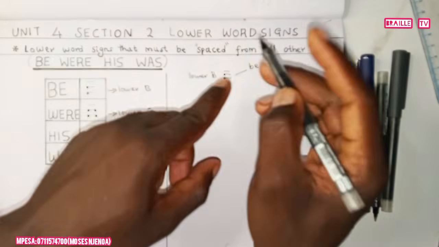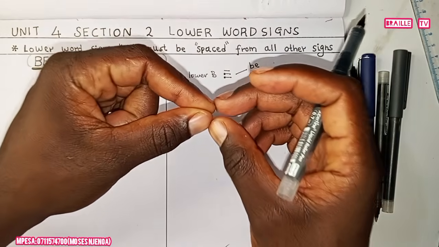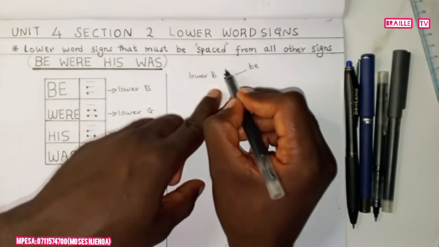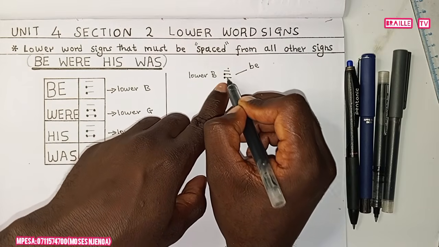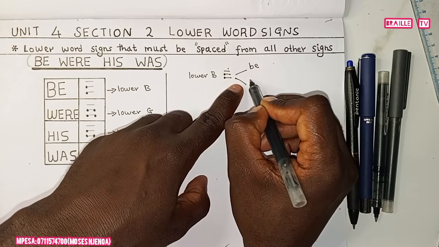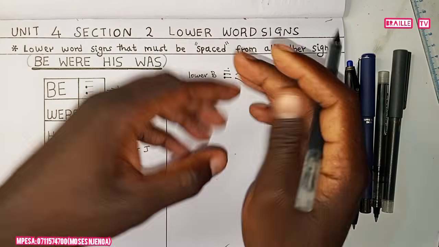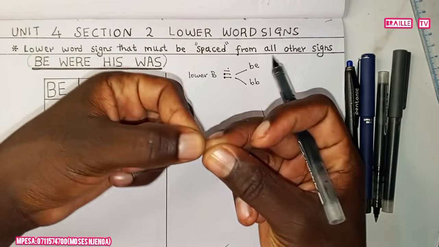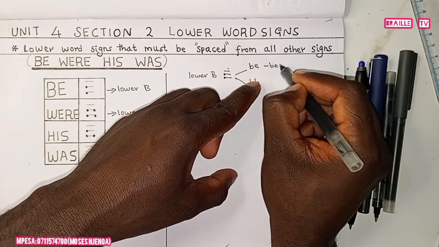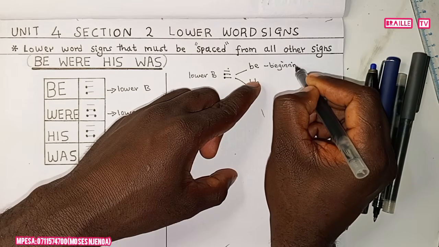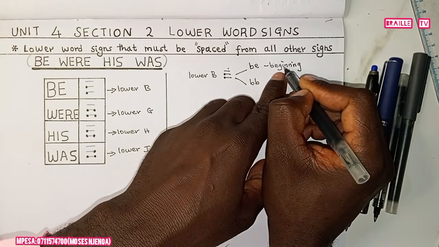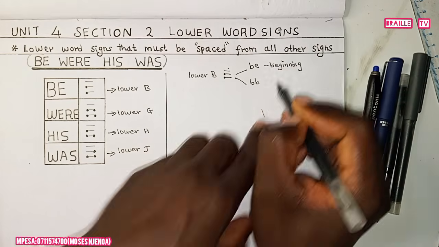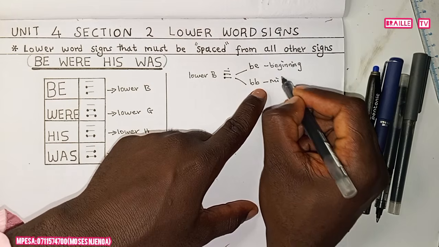Now we used it as a group sign, and we said there are group signs that must be contracted at the beginning of a word. They are be, con, dis, com. And the sign of b was like this. The same sign is bb when we come to the lower group signs that must be contracted at the middle of a word. Remember, this is at the beginning, and this one is the middle.